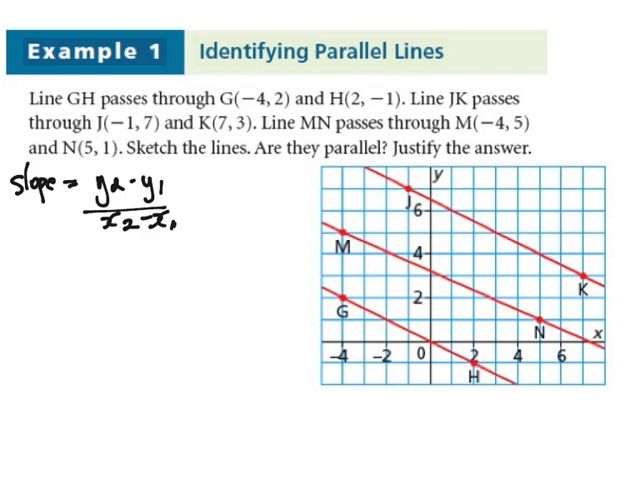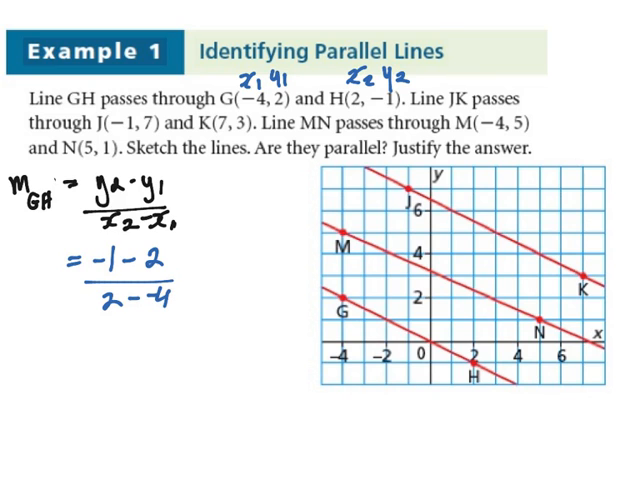So let's first find the slope of line GH. In order to do this, we first have to label GH: x1, y1, x2, and y2. And now use this information to insert it into the slope formula. So we get -1 minus 2 over 2 minus -4, which is equivalent to -3 over 6, which is -1/2. So now we know that GH has a slope of -1/2.